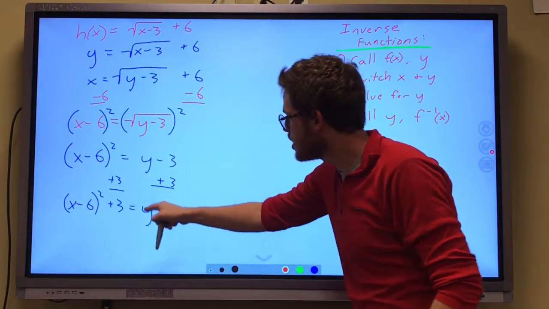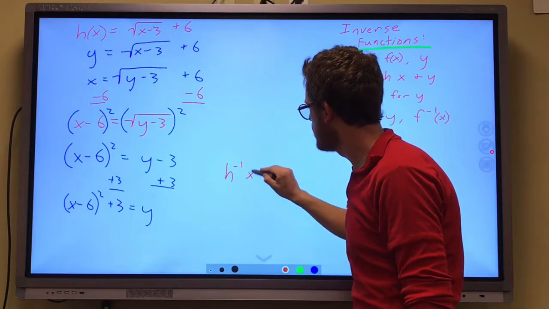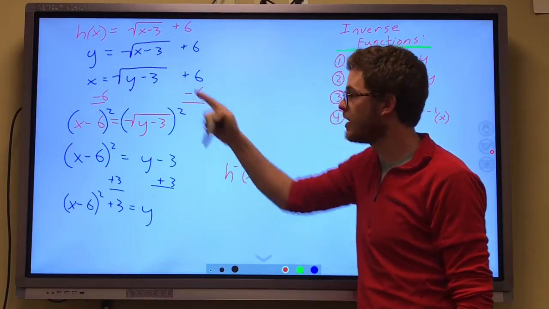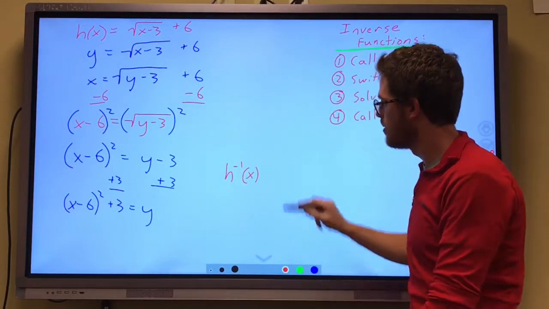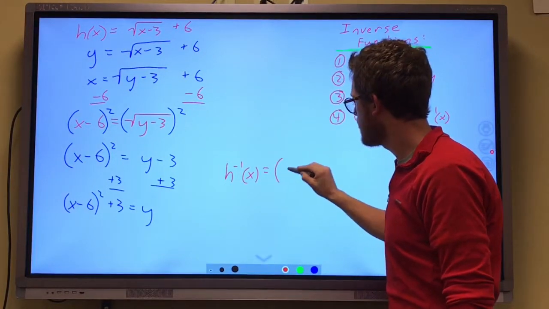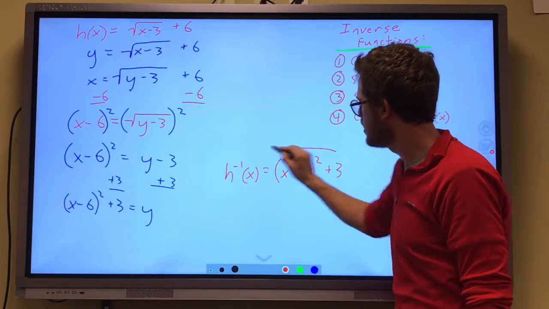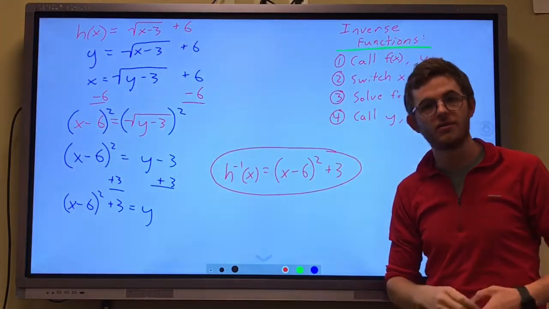Final step, we change y to be the inverse of our original function. Since our original function was h of x, I'm making sure we understand this is the inverse of h of x. So there's the inverse of our original function.